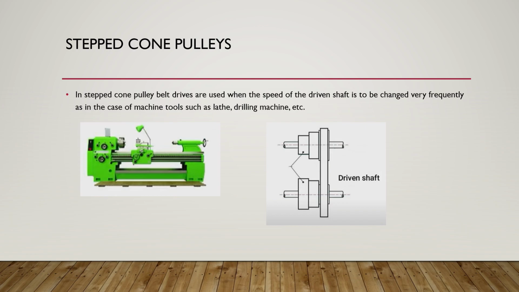Third, step cone pulleys. In step cone pulleys, belt drives are used when the speed of the driven shaft is to be changed very frequently, as in the case of machine tools such as lathe, drilling machine, and etc. A step cone pulley is an integral casting having three or more pulleys of different sizes, one adjacent to the other. One set of step cone pulleys is mounted in reverse on the driven shaft. An endless belt will be wrapped around one pair of pulleys.